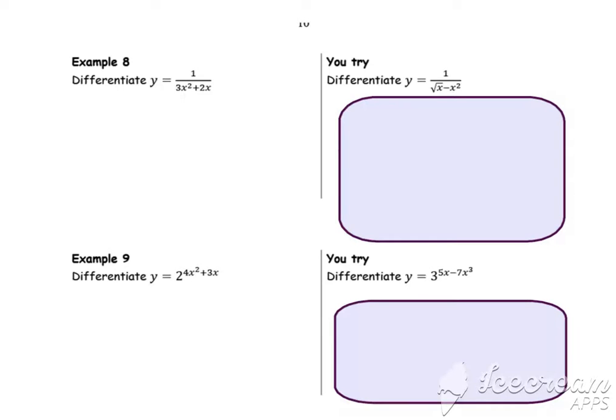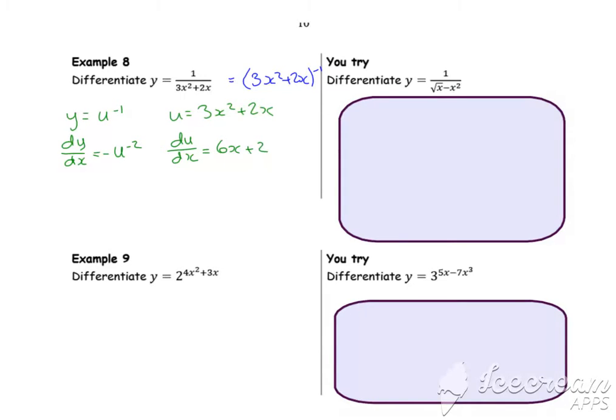To be honest, this is just like those ones we were doing at the beginning. I think again it's the way it's written might be what throws us with this. So we've got 3x squared plus 2x to the power of minus 1, and then it's just like the first ones we were doing. So u is the function 3x squared plus 2x. And so y is equal to u to the power of minus 1.